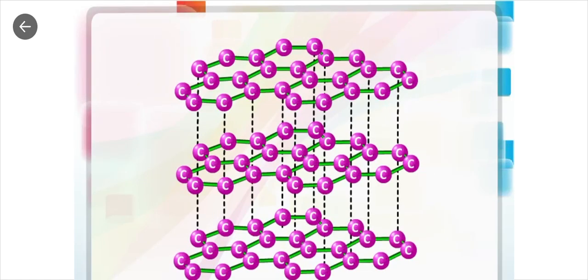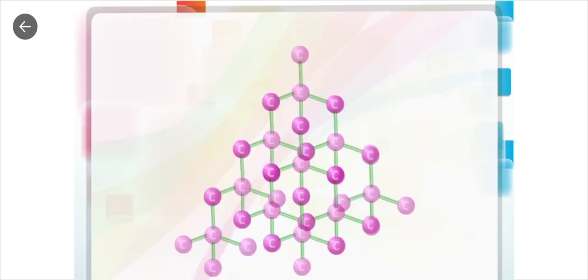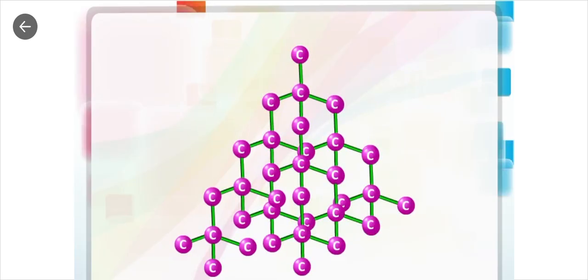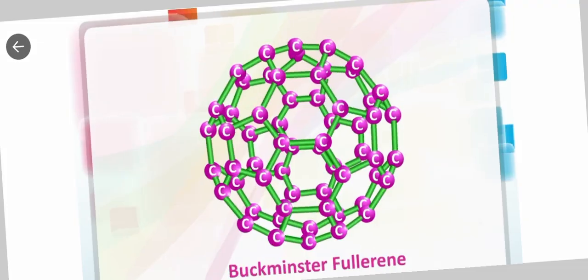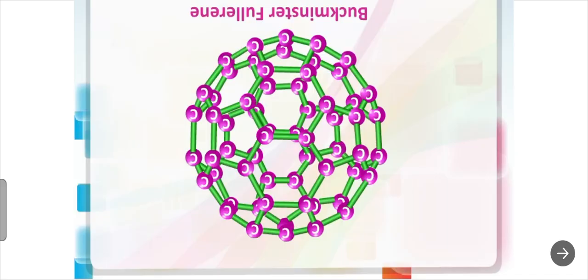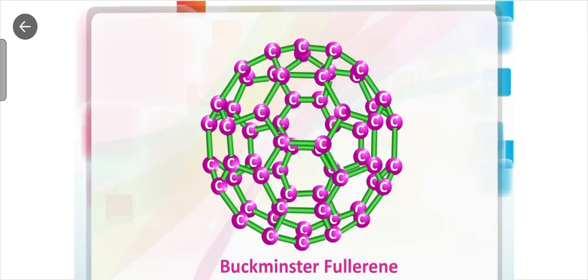Molecules of some elements such as carbon are very big in size and contain a large number of atoms linked together. Buckminster fullerene is an extremely stable ball-shaped carbon molecule. It contains about 60 carbon atoms linked together and is represented as C60.